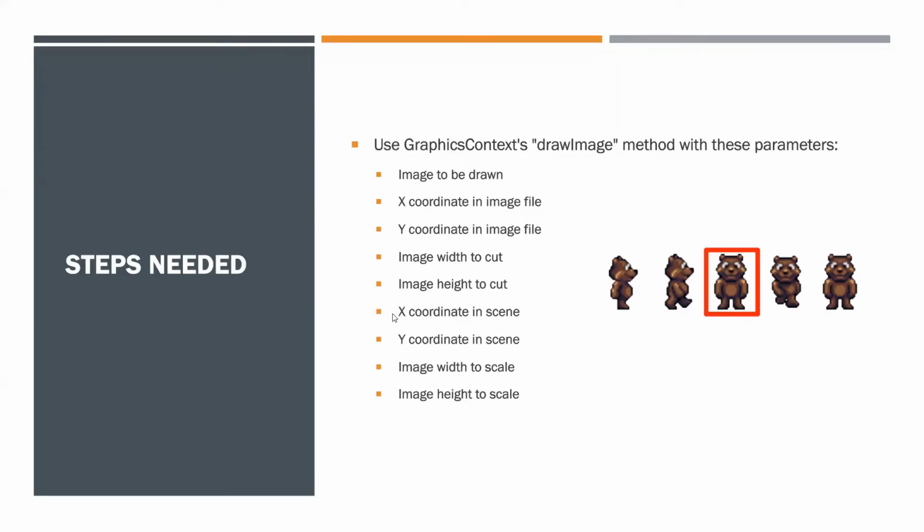Finally, we need 4 additional parameters referring to the scene: the x and y coordinates in the scene in which the bear is going to be placed, and the width and height of the bear in these coordinates. Remember that x and y coordinates always refer to top left corner of the image.